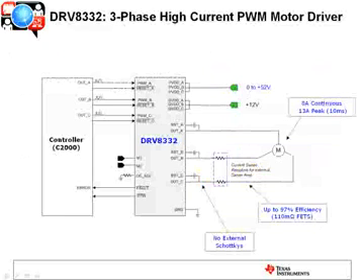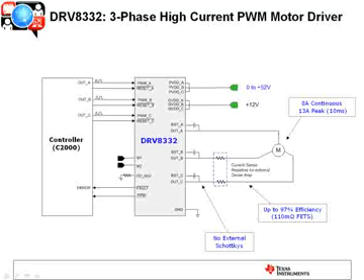Okay, let's take a look at some actual parts. So here we have the DRV8332. This is a three-phase high current PWM motor driver, highly integrated. So all the gate driver, protection circuitry, everything we talked about, except for actually the current regulation, is integrated into this DRV8332. Now in terms of the control interface, it's a PWM control interface, and you're relying pretty heavily on a controller to drive this device.